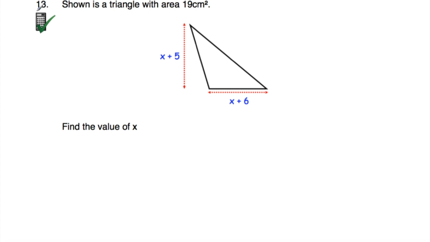Okay, let's have a look at question number 13. So question number 13 says, shown is a triangle with an area of 19 centimeters squared. And we've got this triangle, and we've got its base, which is x plus 6 centimeters, and we've got its height, which is x plus 5 centimeters. And we've been asked to find the value of x.